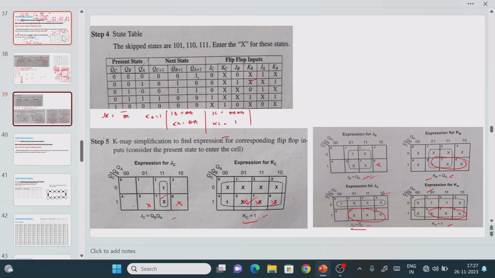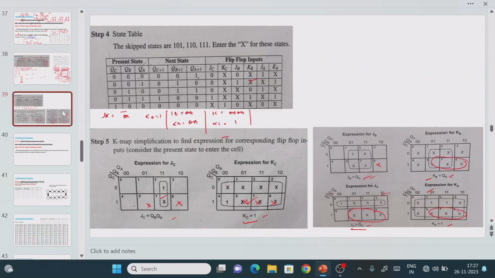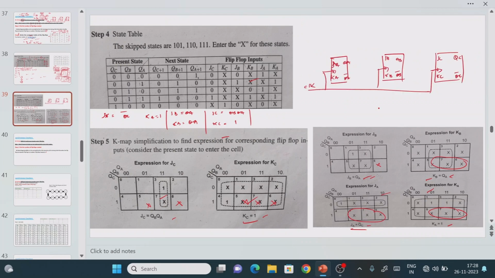Now the main thing is that we have only completed 30%. Now we need to attach the JA KA, JB KB, JC KC values. Let me write one more time so that you will understand easily. So I have 3 flip-flops, something like this. Now what values did we get? JA equal to QC bar, right? Where do we have the JA? Here we have the JA. Where do we have QC bar? Here we have the QC bar, right?